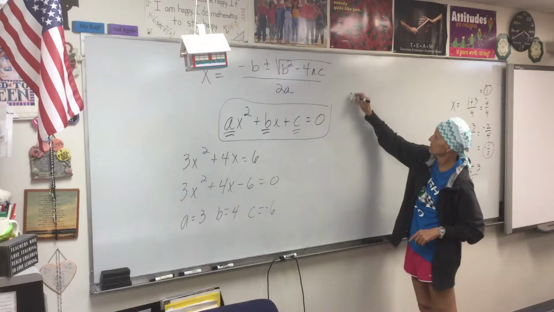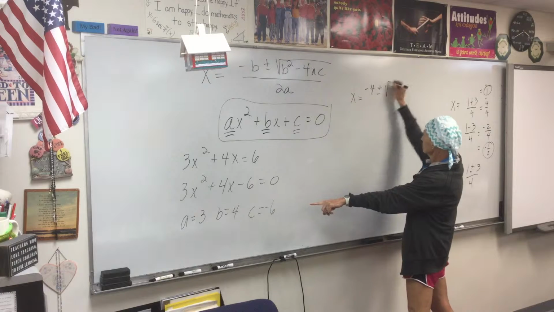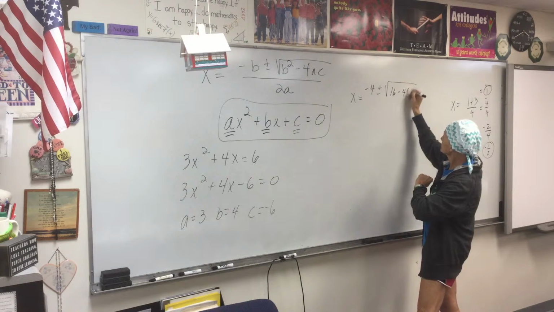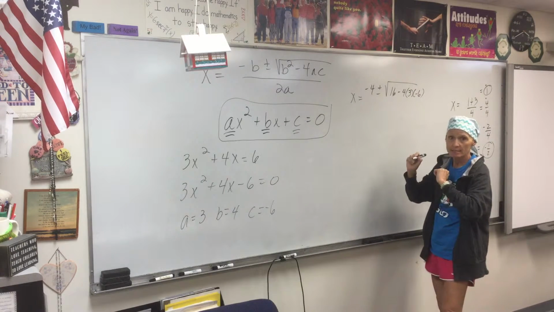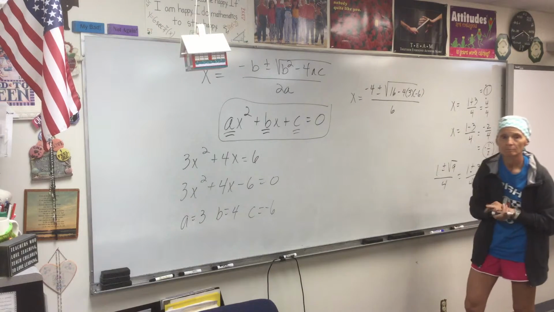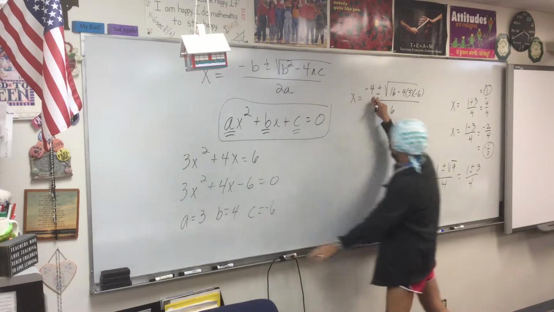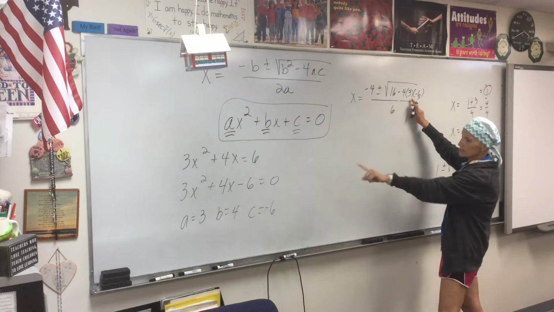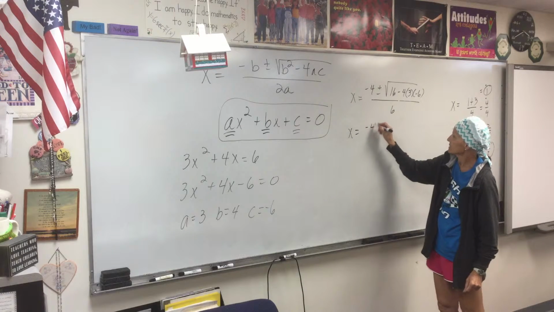So here we go. X equals negative b plus or minus the square root of b squared minus 4 times a times c all over 2a. Negative b, the opposite of b, plus or minus the square root of b squared minus 4 times a times c all over 2a. So let's see.